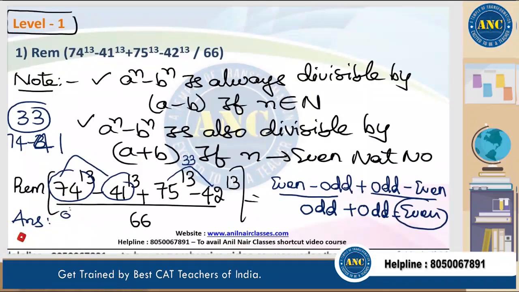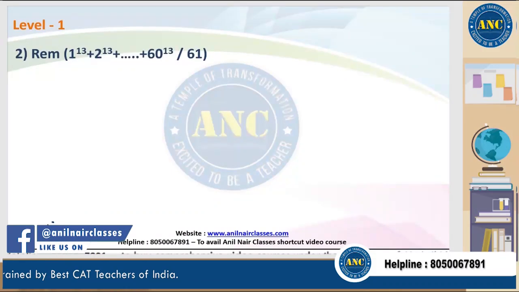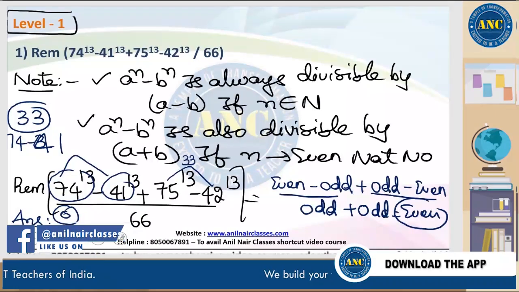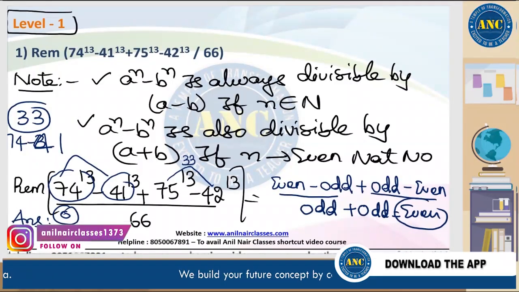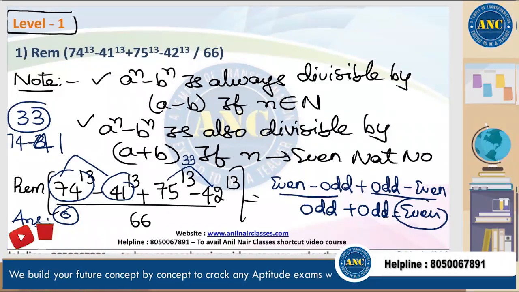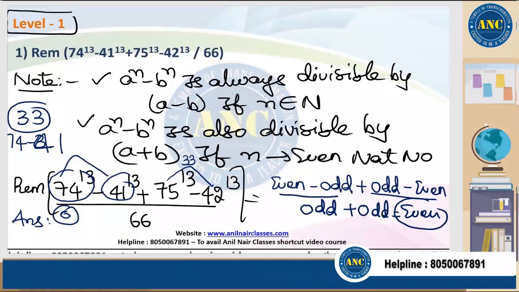I hope it is clear. Answer for the first question is 0. I hope the idea is clear. Remember, if the power is an even number or if the power is an odd number, a power n minus b power n is always divisible by a minus b.